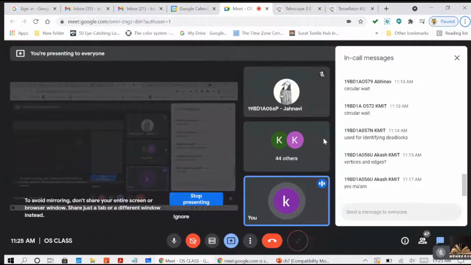Clear for you all, guys? What is the safety algorithm and what is the resource allocation graph algorithm for deadlock avoidance? Yes, please respond. Clear, no? Clear for you all?